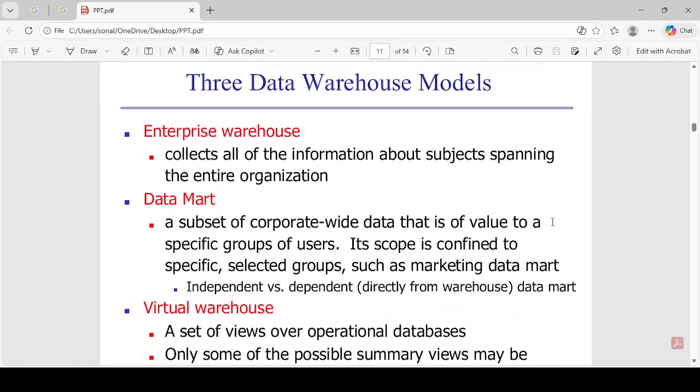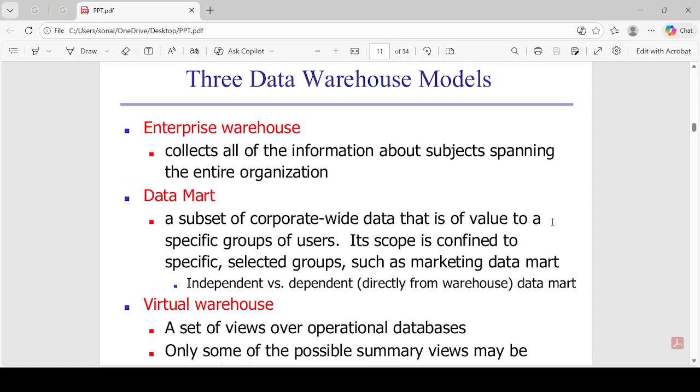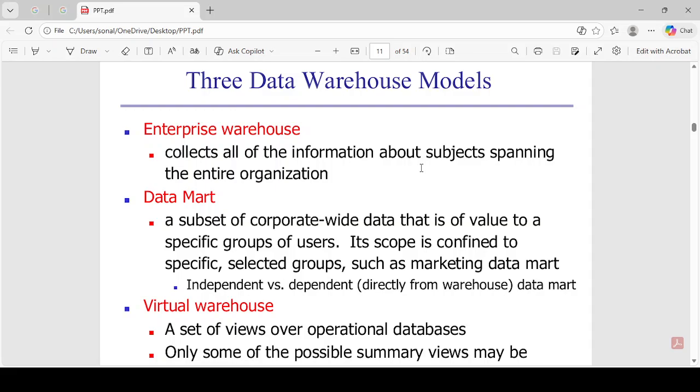There are three types of data warehouse models: enterprise warehouse, data mart, and virtual warehouse. Let's see what this means in detail. The enterprise warehouse is subject oriented. It collects all the information about the subjects, spanning the entire organization. For example, if I want to analyze information about a university, I can make use of an enterprise warehouse, which will collect all the information about all the subjects. The subjects of a university include the institutes, the departments, the faculty, students, staff, etc. So it collects all the information about the subjects in an entire organization.